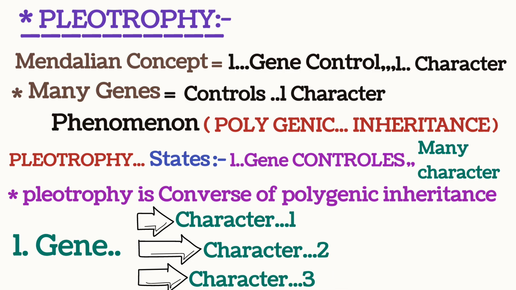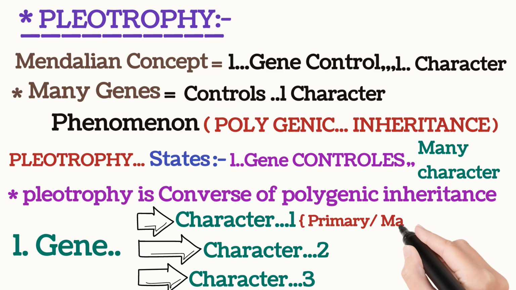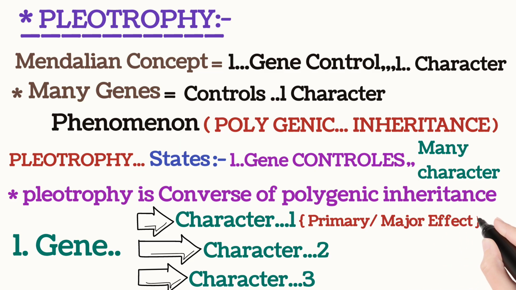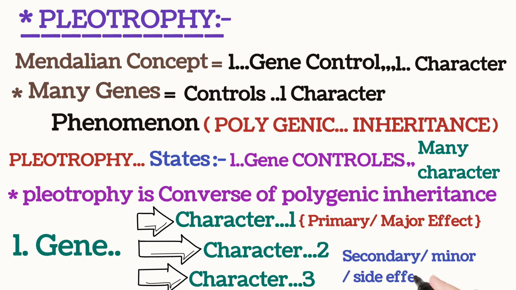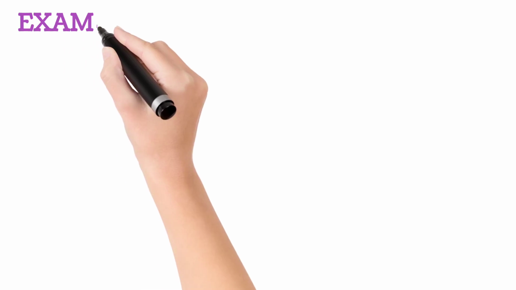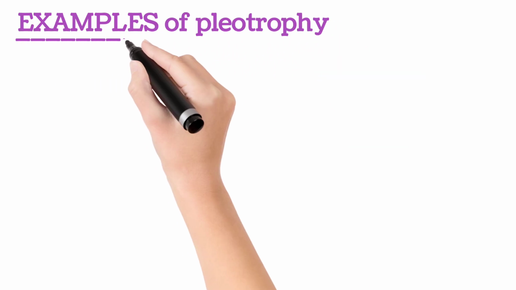Now here when the gene gets expressed, one character gets more effect or more influence. This is called a primary effect or major effect of the gene. And the rest of the characters get very less effect from the gene. We call it secondary, minor or side effect of the gene. Now we have different types of examples where a gene shows pleiotropic effect, meaning one gene controls many characters. Now let us write some good examples of pleiotropy.